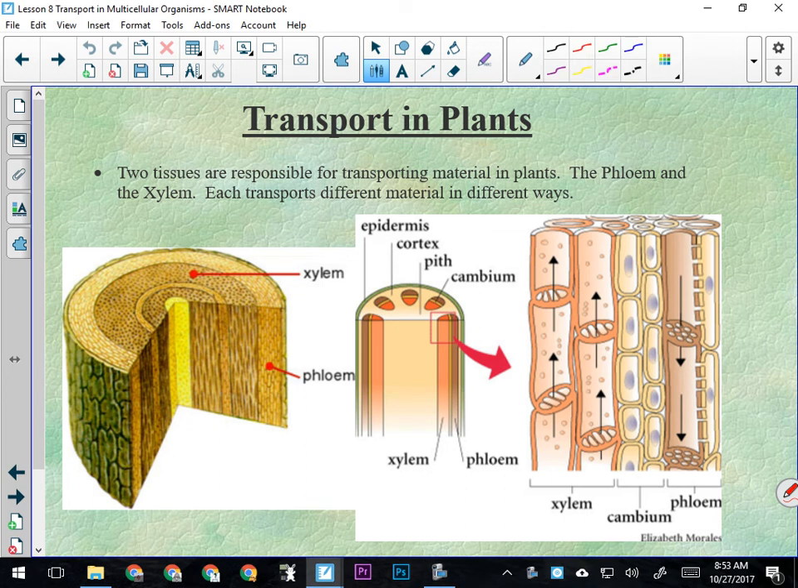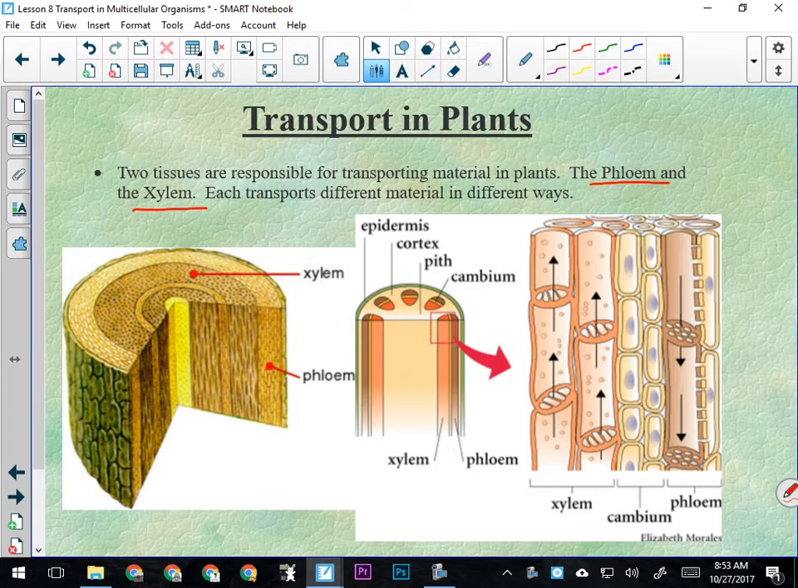All right, so basically what you need to get out of this slide is the location of both the xylem and phloem. We do need to be familiar with those two terms. What does the xylem carry again? Water. Okay, xylem carries water and it's on the inside.